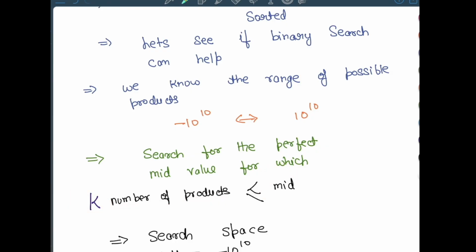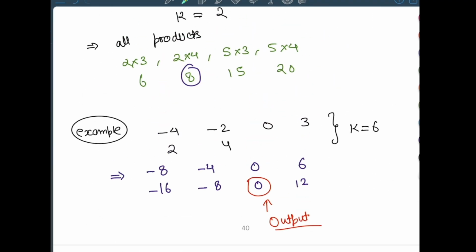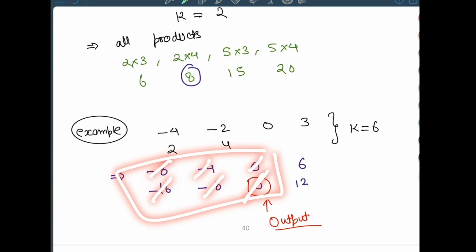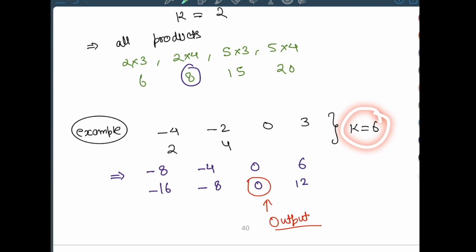Now let me try to explain this with the example. In the example, we have to find the sixth smallest, right? Our answer is 0. Now this 0 means that there are 6 products which are less than or equal to 0. This is the first, second, third, fourth, fifth and sixth. These are 6 products which are less than or equal to 0, right?